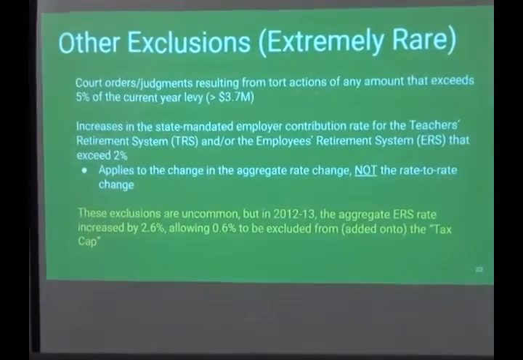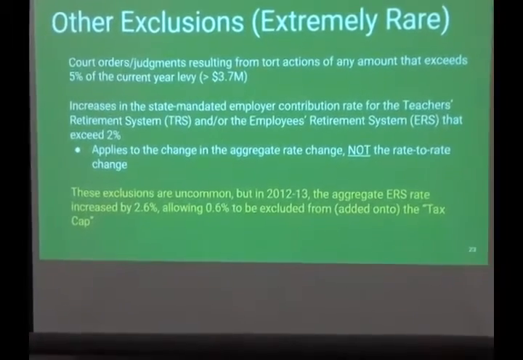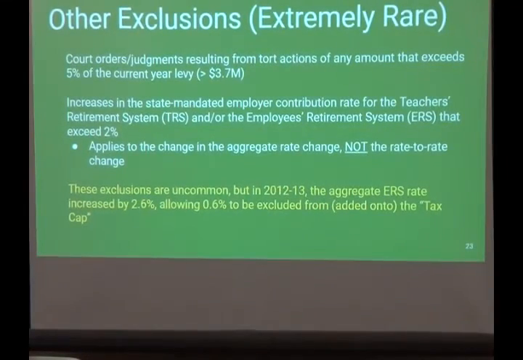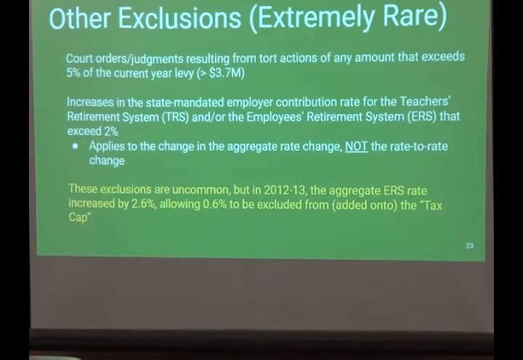And again, these are other exclusions. If we had a huge judgment on a tax certiorari, this would not happen to us, because it would have to exceed a huge amount. It has to be a portion of your levy, which in this case would be $3 million. That will not happen to us.